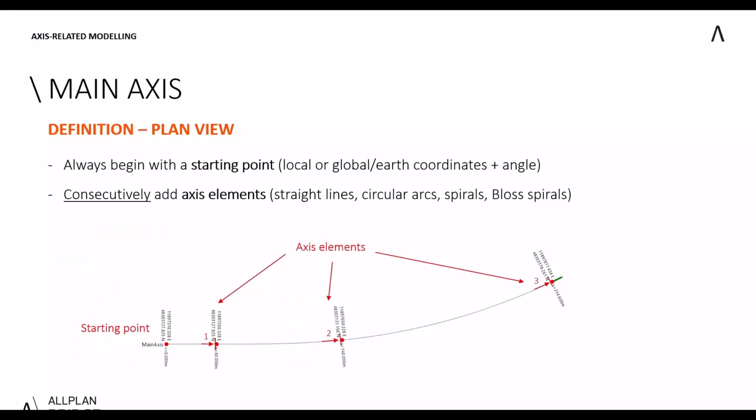So having defined the starting point, the axis has the right starting position and the right angle. And starting from there, we will now add consecutively one axis element after another. Like in this example, we have a straight line, we have a spiral, and then we have a radius. And that's how the axis is set up in the plan.